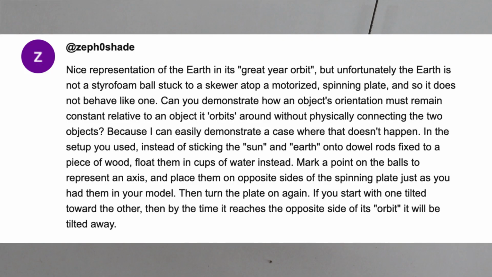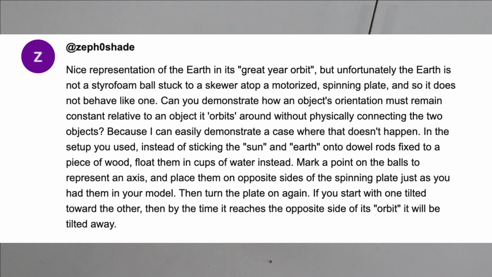Nice representation of the Earth in its great year, but unfortunately the Earth is not a styrofoam ball stuck to a skewer atop a motorized spinning plate, and so it does not behave like one. Can you demonstrate how an object's orientation must remain constant relative to an object it orbits around without physically connecting the two objects? Because I can easily demonstrate a case where that doesn't happen.